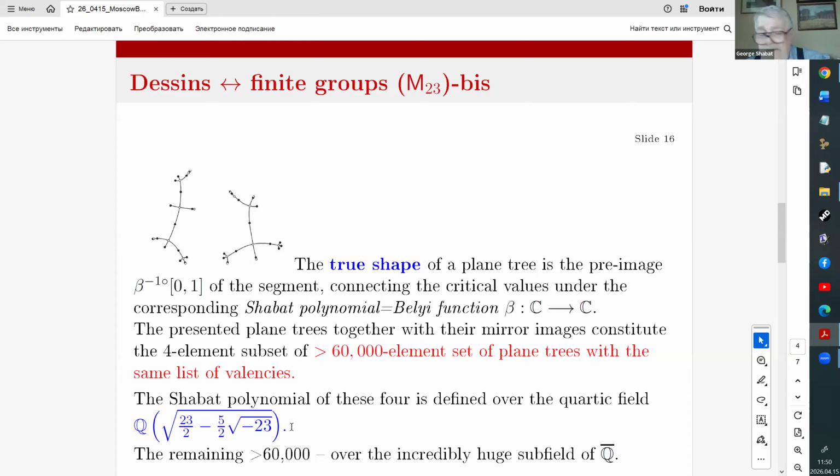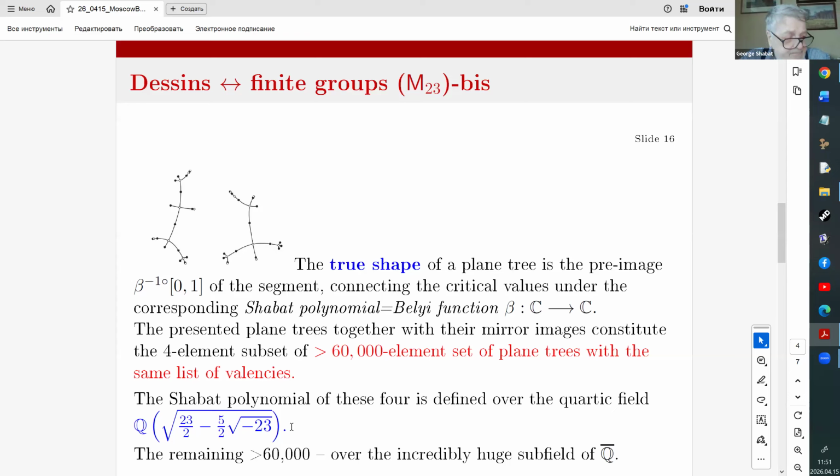So the only way that we are aware of now to calculate the field of definition is to calculate the Shabat polynomial. And in this case and in some others, it is an incredibly difficult task. First of all, from the point of view of just calculations.